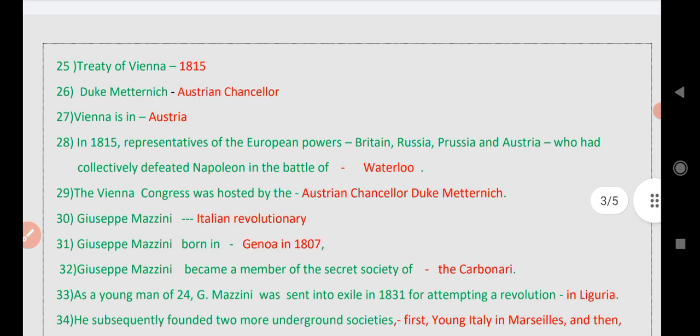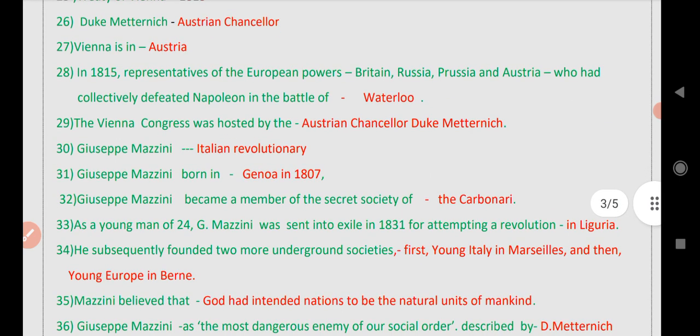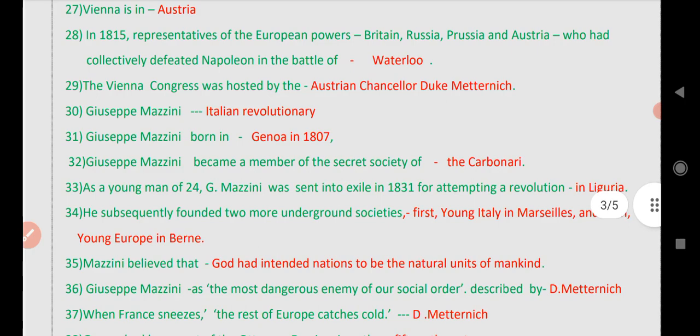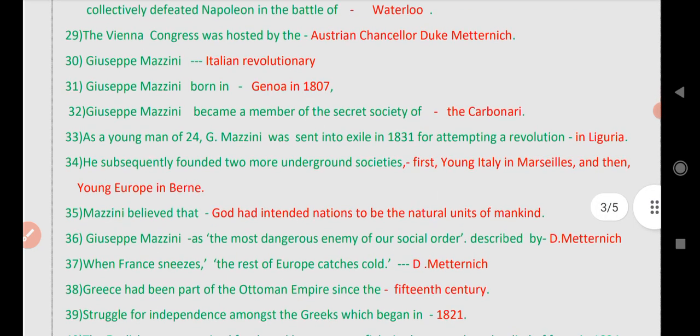Treaty of Vienna, 1815. Duke Metternich, Austrian Chancellor. Vienna is in Austria. In 1815, representatives of the European powers, Britain, Russia, Prussia, and Austria, who had collectively defeated Napoleon in the Battle of Waterloo, met. The Vienna Congress was hosted by the Austrian Chancellor Duke Metternich.